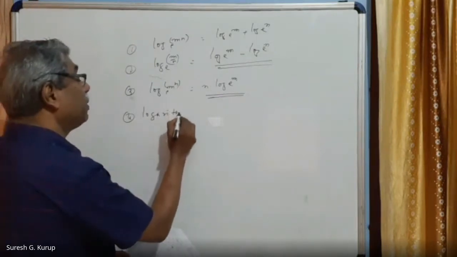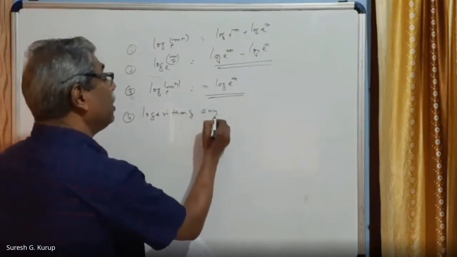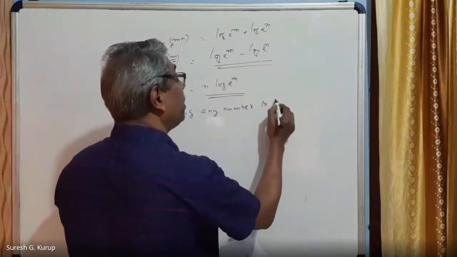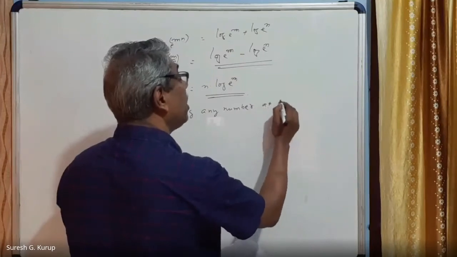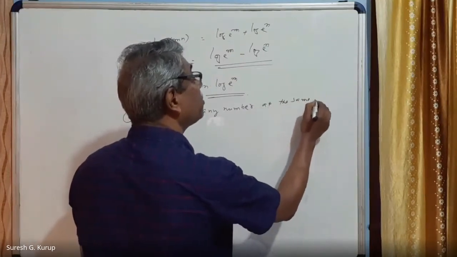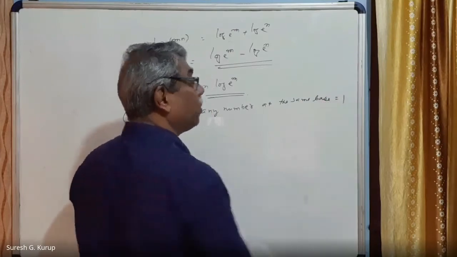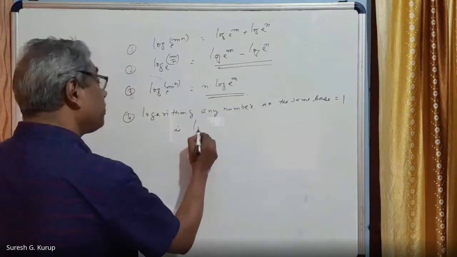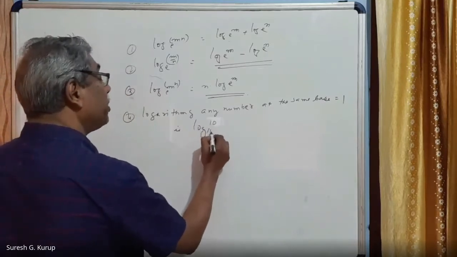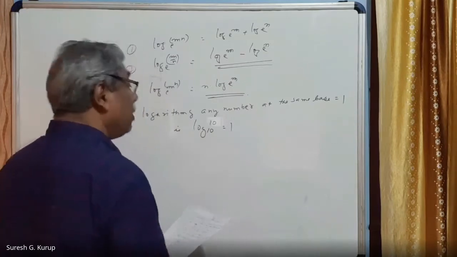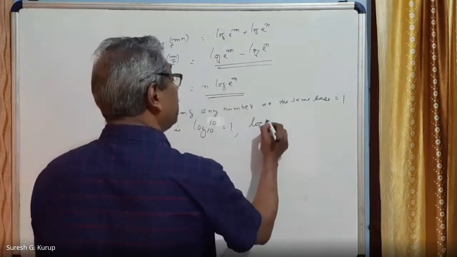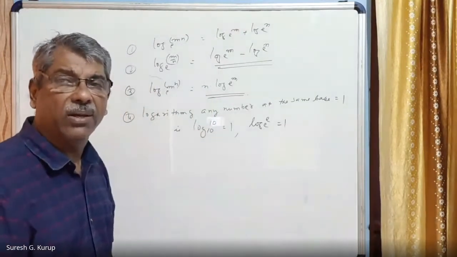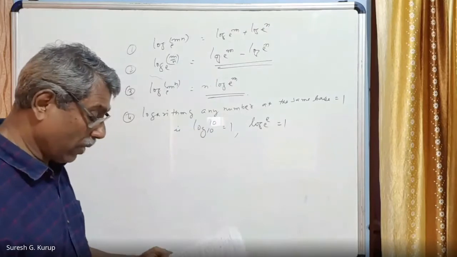Logarithm of any number at the same base is equal to 1. That is, log 10 to the base 10 is equal to 1, and log e to the base e is equal to 1. Logarithm of any quantity at the same base is always equal to 1.